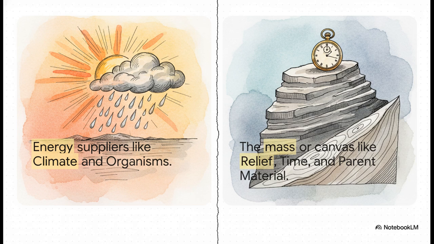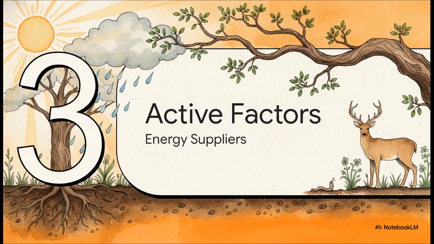The active factors, climate and organisms, are the heavy lifters. They supply the actual energy, the heat, the water, and organic acids, to drive soil formation. The passive factors, parent material, relief, and time, don't supply energy. Instead, they act as the raw mass, or the canvas, that the active factors are continuously working upon. Which brings us to Section 3, active soil-forming factors, the energy suppliers.